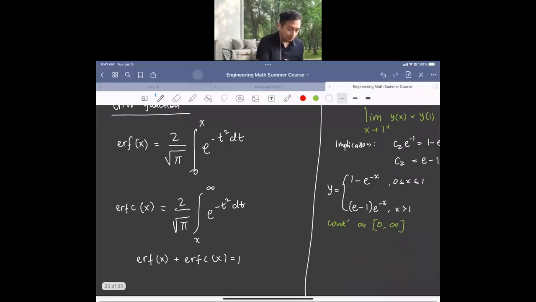As we know from our improper integrals in calculus, if you remember, this is equal to 1, or 2 over square root of pi.